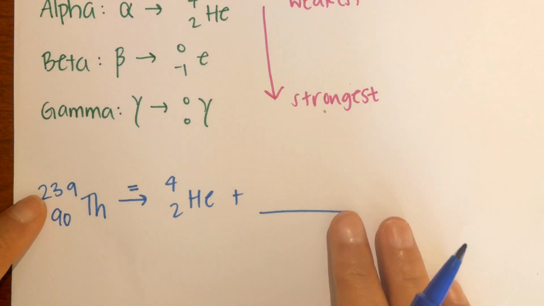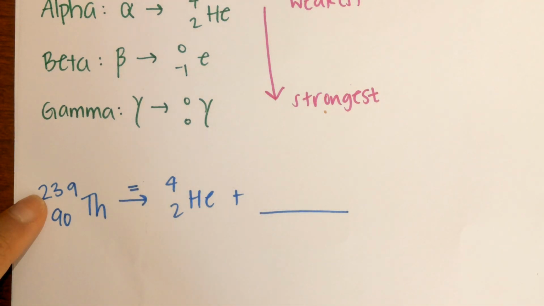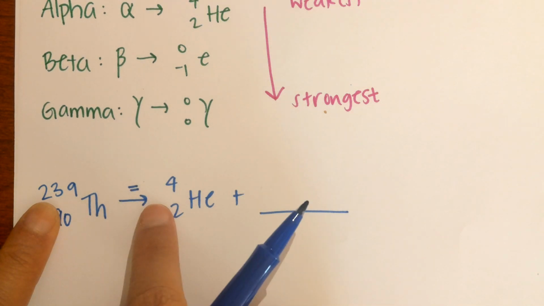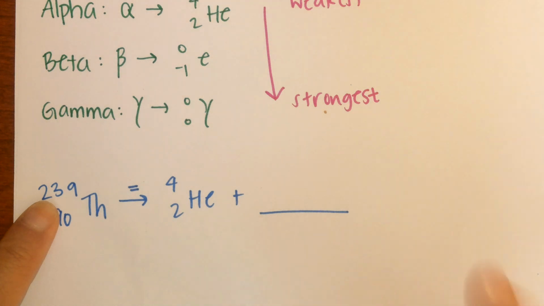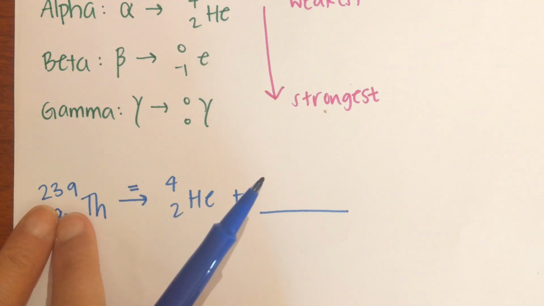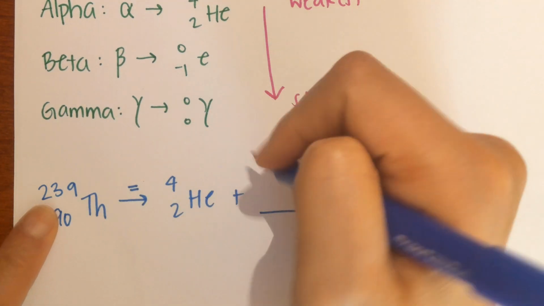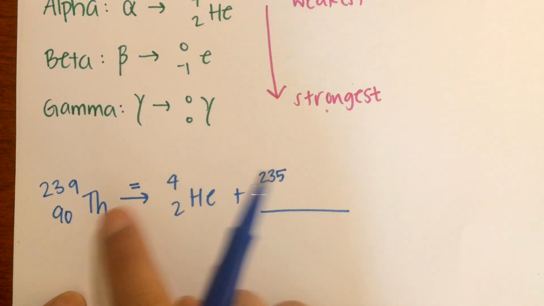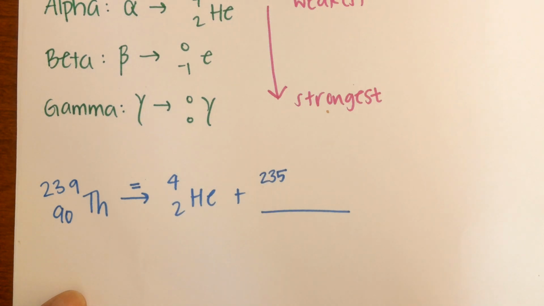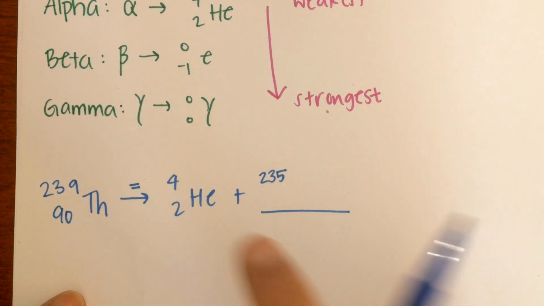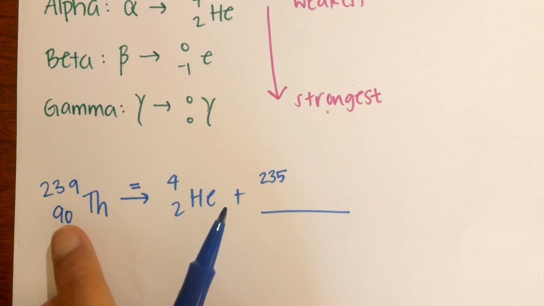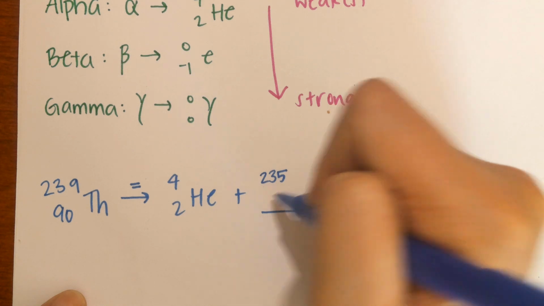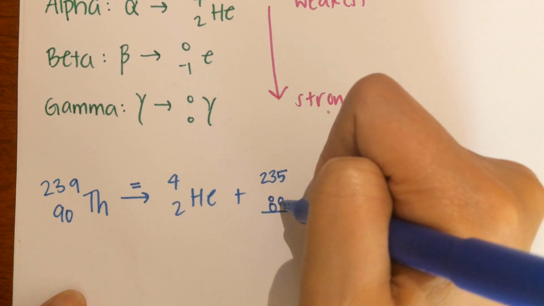I like to start with the numbers first and then figure out the missing element. So 239 equals 4 plus what? If you need to do a little algebra to the side, you can do that. So 239 equals 4 plus 235, or if it helps you to subtract, 239 minus 4 equals 235. Whatever works for you to solve. And then the bottom number, same thing: 90 equals 2 plus what? So 90 minus 2 is 88.